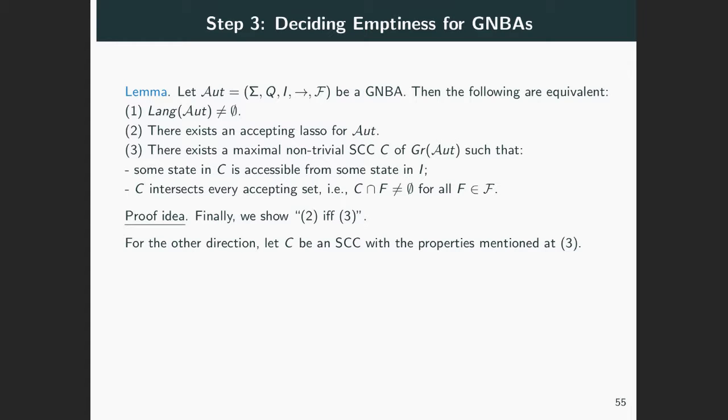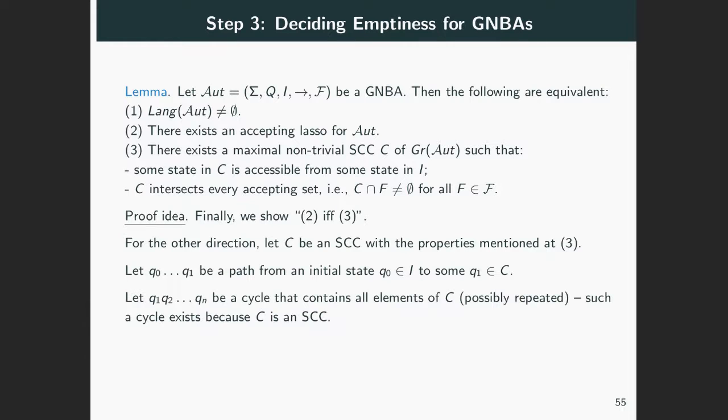For the other direction of the equivalence, we start with a maximal strongly connected component C that is accessible from an initial state and intersects every accepting set. So we have a path from some initial state Q0 to some state Q1 in C. This will form the stem of our desired accepting lasso. And because C is strongly connected, we can write a cycle that contains all its elements starting with Q1.